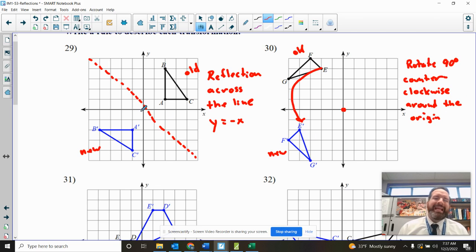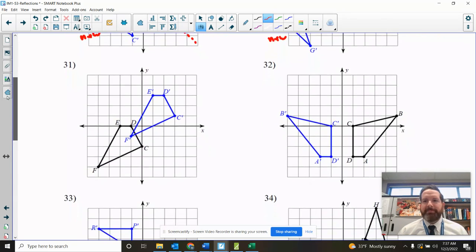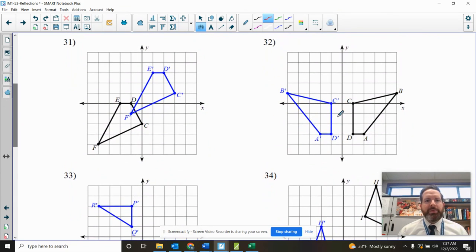So as we can see, it can be a little bit tricky to tell your reflections apart from your rotations. So just go through it one at a time, see what makes sense, and then make your choice based on that. On number 31 here, I'm going to see, all right, this is just the same shape moved over. That's what a translation is. So from the old to the new. So check the primes. Look at the primes to know which one is your new shape. From the old to the new, we have translated.